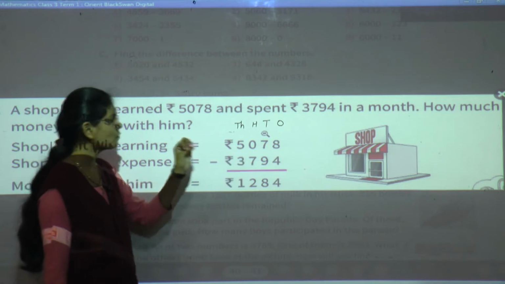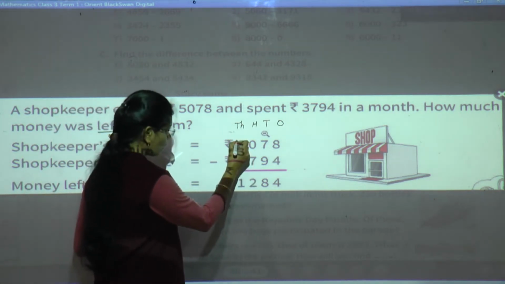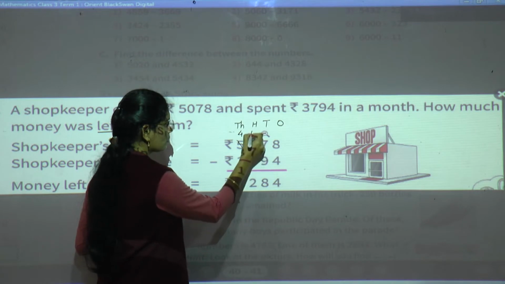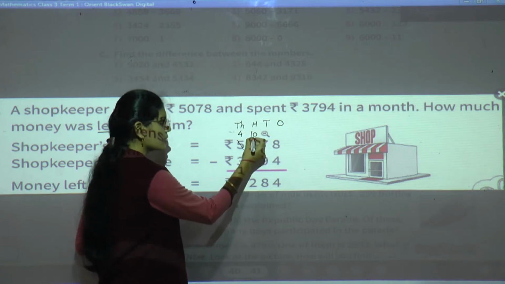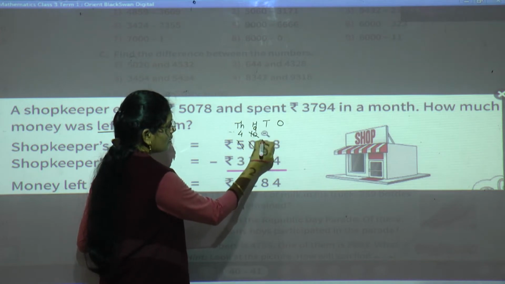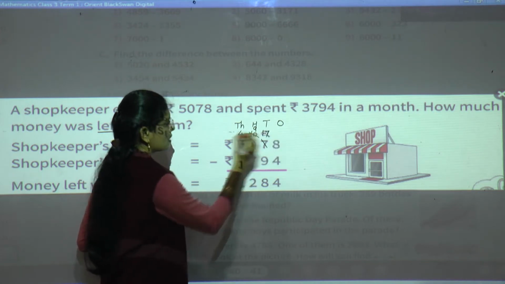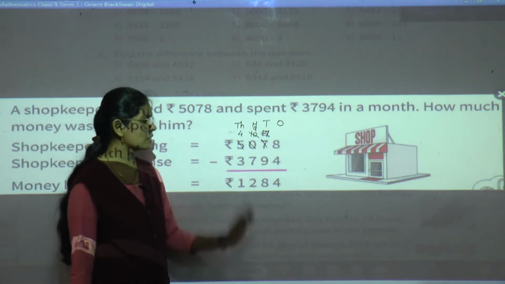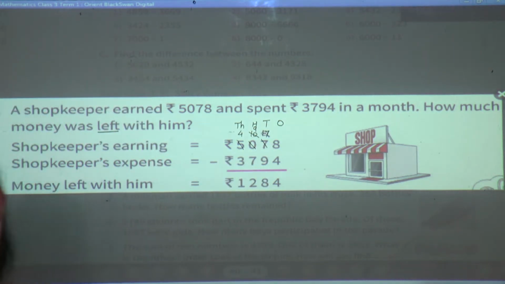Now he is having 5. So we will take one borrow from this 5. So 5 minus 1 will become 4 and this 0 will become 10. Now from this 10 we will take one borrow. Okay. So this will become 9 and here 17. Now do the subtraction. 17 minus 9. After 9 count your fingers till 17. 17 minus 9. Yes, 8.